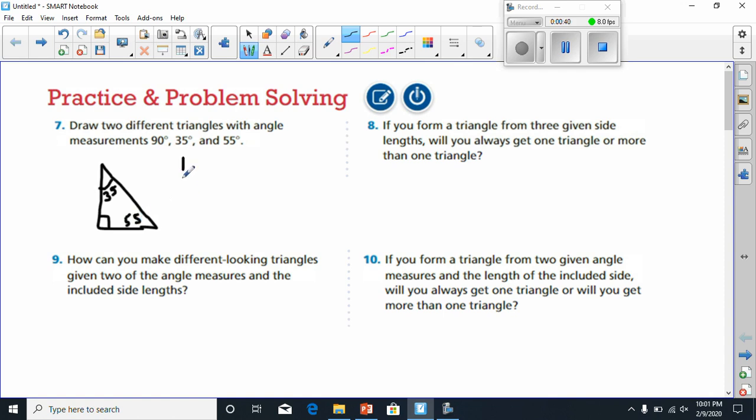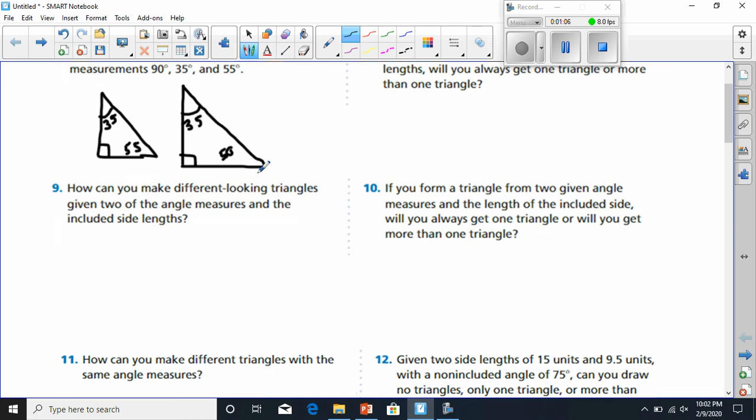The only trouble is, without giving the length of the sides, I can still come up with a different size triangle. The triangles will not look the same, but they do have the same measurements. Okay, let's go to number 9 now.